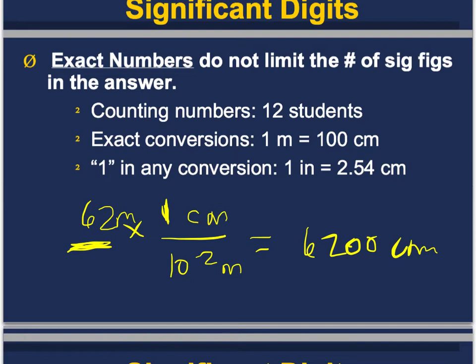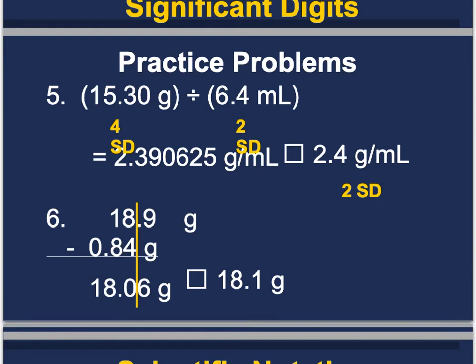So our final answer here would be 6200 centimeters. And again, you're like, what, Miss Semino? There's 4 numbers here. Yes, but only 2 of them are significant. These other 2 are just placeholders. So that's how I would come up with my answer. And the 1, as we just discussed in a conversion factor, doesn't count against you either. So let's go ahead and look at a few more practice problems here.